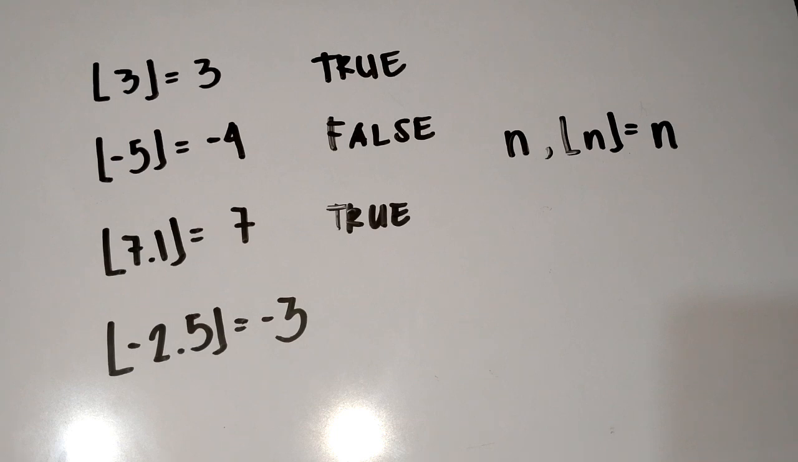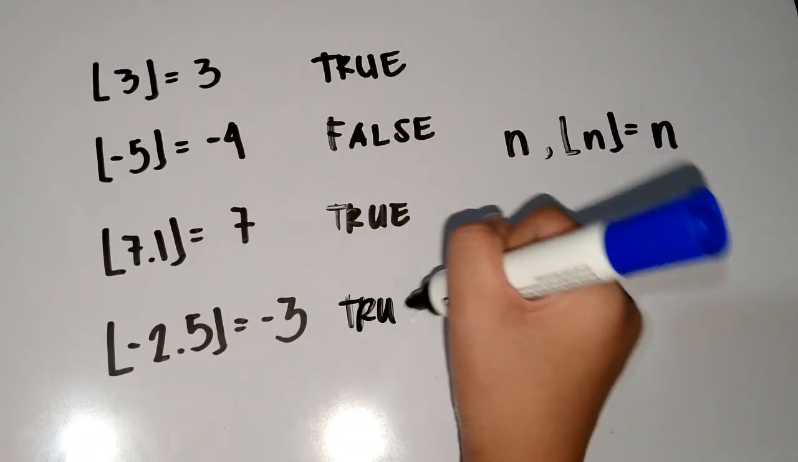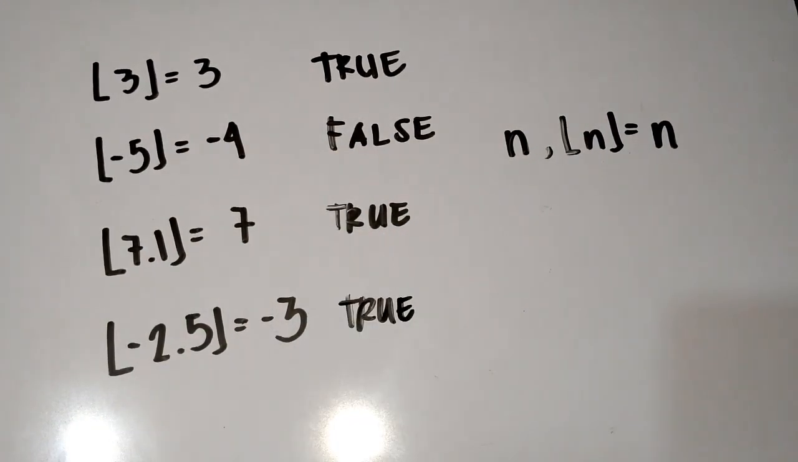And last, we have negative 2.5. The greatest integer function of negative 2.5 is negative 3, which is true. Because negative 2.5 can be found between negative 3 and negative 2. And we all know that negative 3 is lesser than negative 2. So negative 3 is our greatest integer function of negative 2.5.